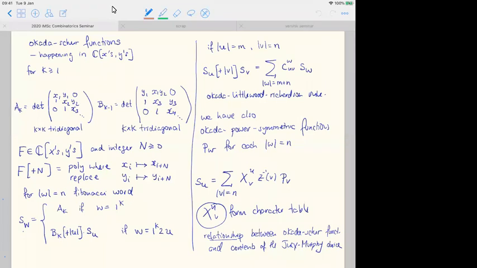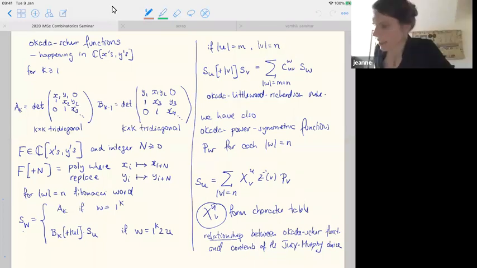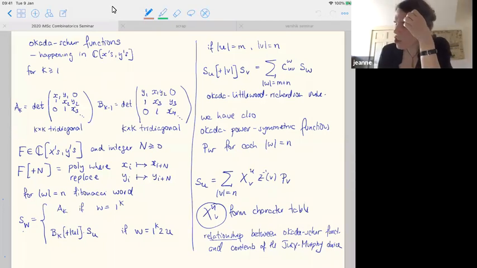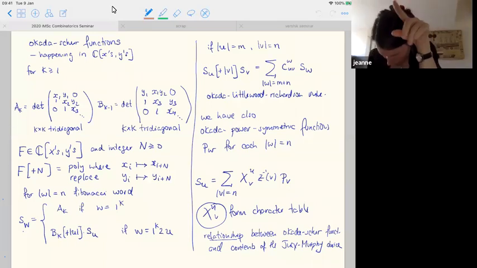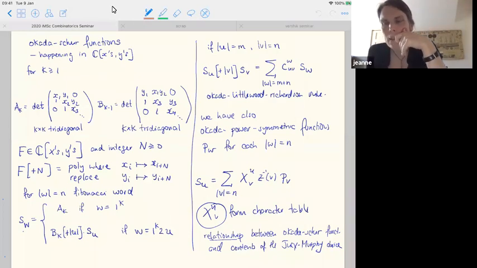And are these little Richardson coefficients known? Is it known what they count? Yes, that was in Okada's paper. They count certain saturated chains in the Young-Fibonacci lattice. So there's at least one combinatorial interpretation. There's probably a number of them. There's a meaning for those.